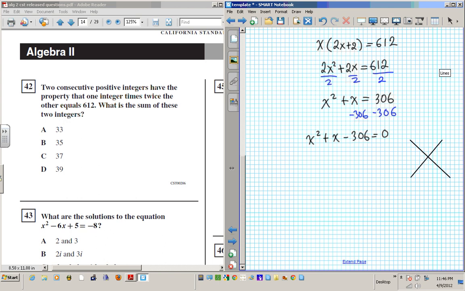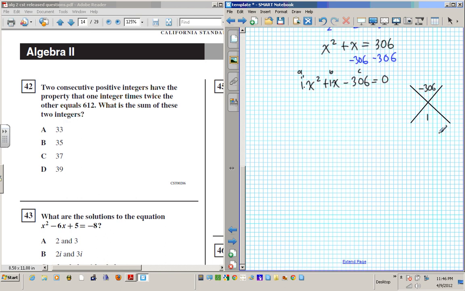So AC goes on top. AC is negative 306, and then B is 1, because the coefficient here is 1. That's your A, that's your B, that's your C, just like you're doing the quadratic formula. So what two numbers multiply to give you this and add to give you that? I have no idea. So I'm going to proceed to break down 306, and then we can see how we can group them to get numbers that can combine, either add or subtract to get 1.